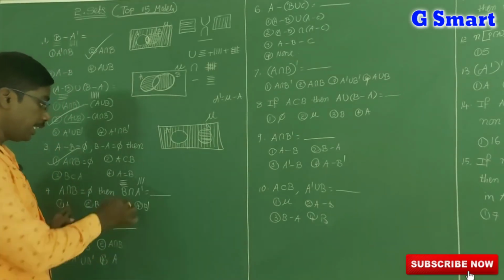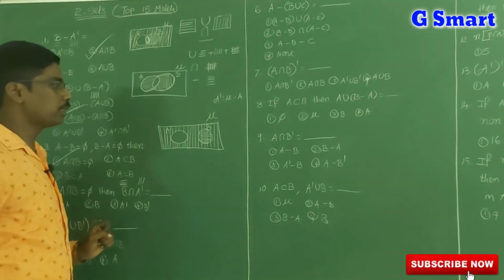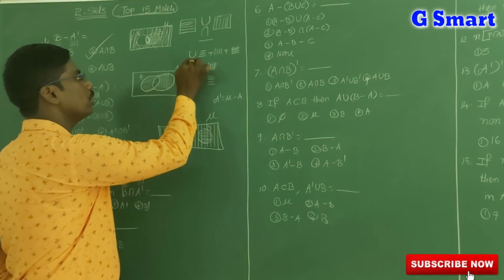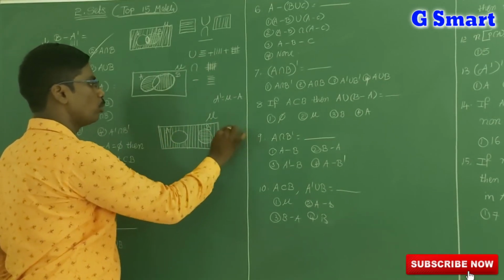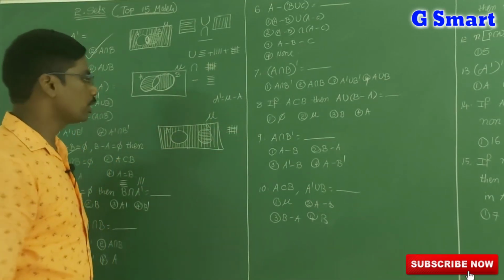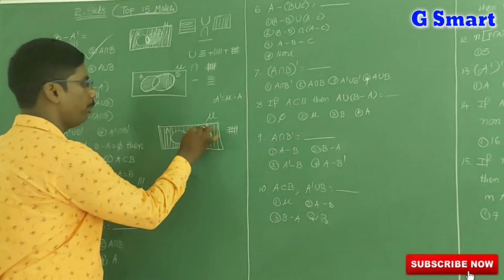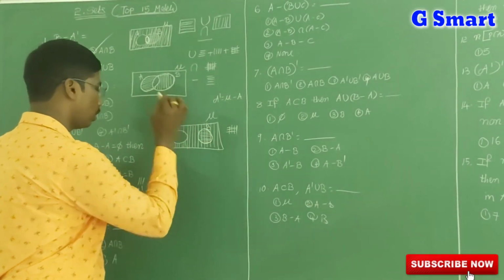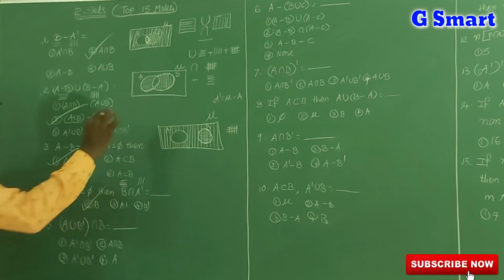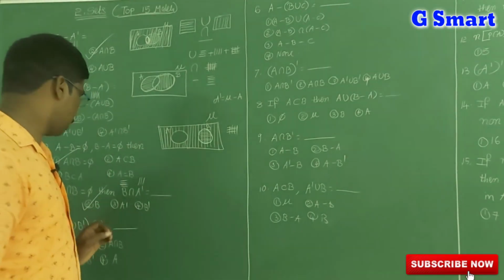Now, what are they asking? Intersection. See, intersection they are asking. In this, intersection means what I told: the combination of both. So, the combination of both where? In B. It is B. So, the answer is B. So, answer B means the second option. The second option is the correct answer.